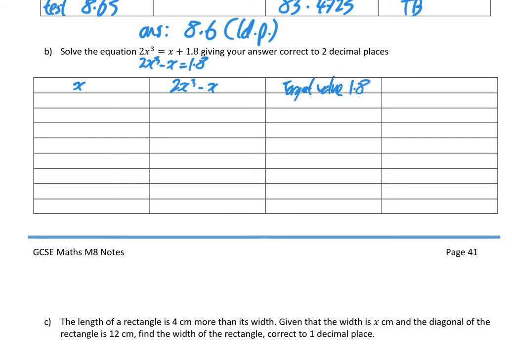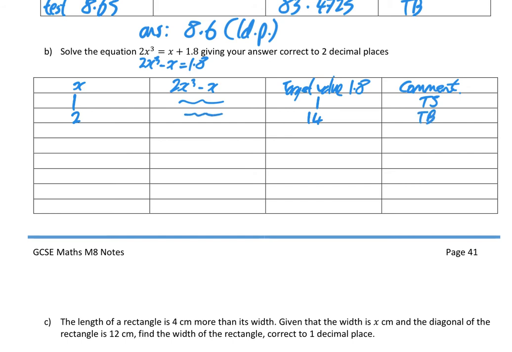And then I'm going to call it comment this time. So comment is going to be either too big or too small. Okay, first thing I'm going to try is x equals 1. When I put that in, you do 2 times brackets 1 cubed minus brackets 1, and that gave me an answer of 1. So it is TS, which stands for too small. I'll try 2 then, so you change your brackets. It's 2 times brackets 2 cubed minus brackets 2, press equals, and that gives me 14. This is too big.